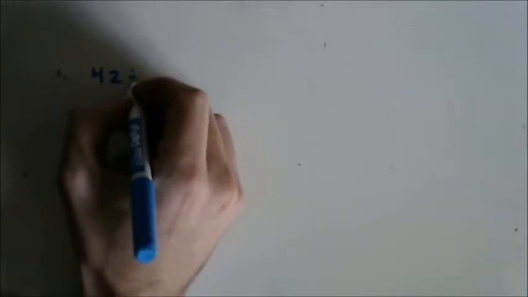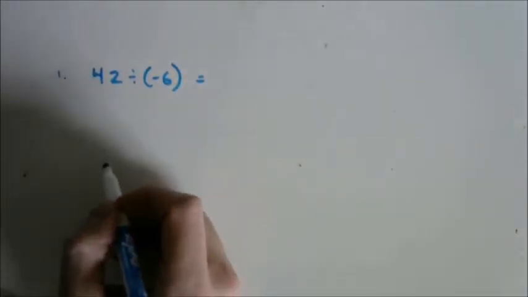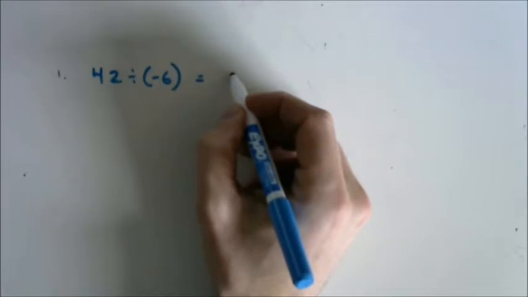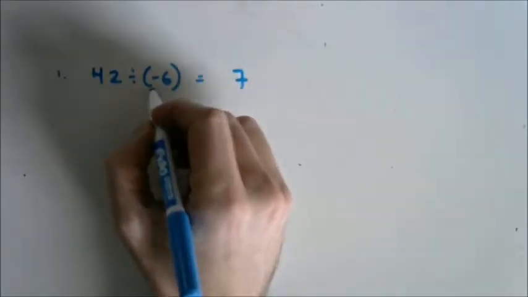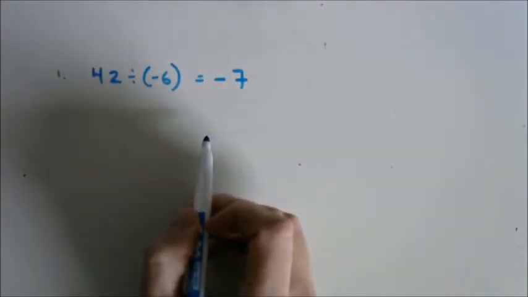So number 1, you have 42 divided by negative 6. So all we need to do is think about this as a regular division problem. 42 divided by 6, which is? Negative 7. Which is 7. And then we have one factor that is negative. So our answer is going to be negative.